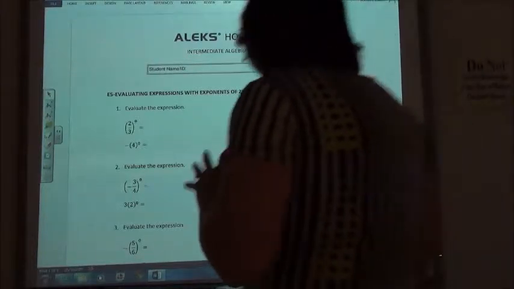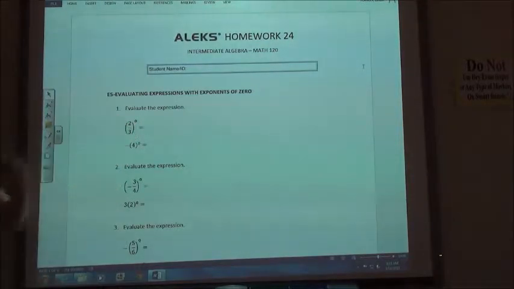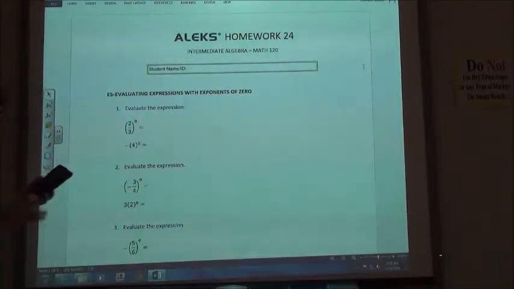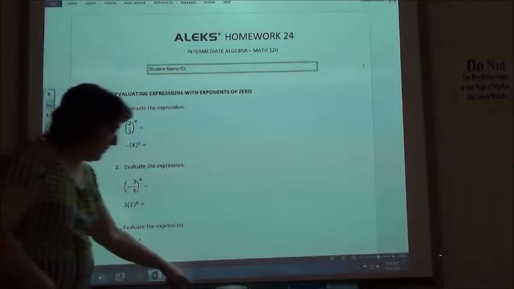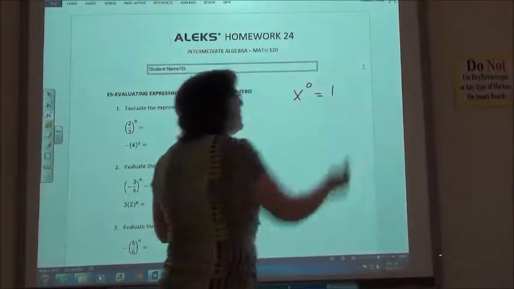So homework 24 is starting out evaluating things that have exponents of 0. If you grab your calculator for me, you got your calculator handy. If you put in parentheses, 2 fraction 3, close the parenthesis, and use the caret key for the exponent, to the 0 power. What do you get when you do 2/3 to the 0 power? 1. You get 1. The rule is if you have anything to the 0 power, it's always equal to 1.